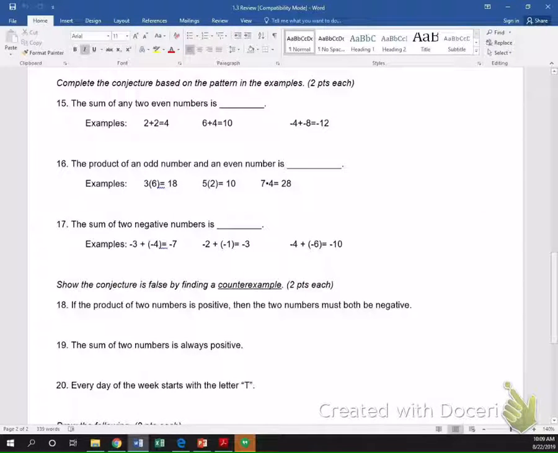All right, number 15. The sum of any 2 even numbers is even. So you look at the examples and then try to notice the pattern. 16. The product of any odd number and an even number is also even. Again, we're just looking at the examples. The sum of 2 negative numbers is negative.